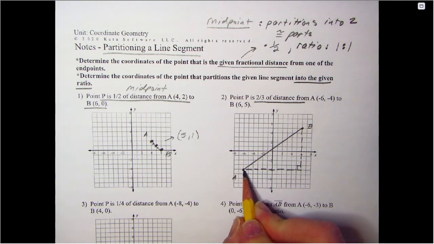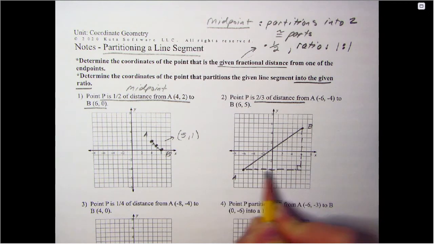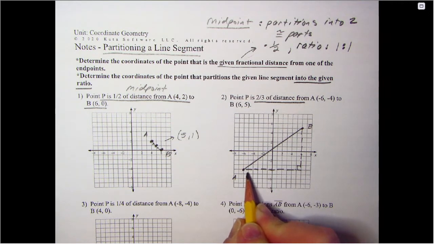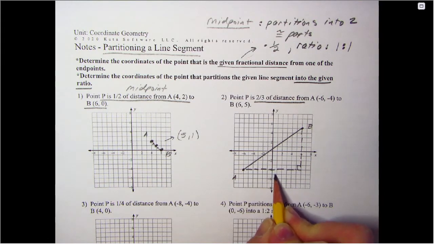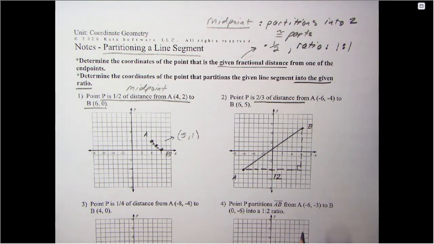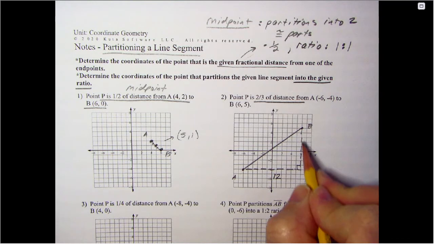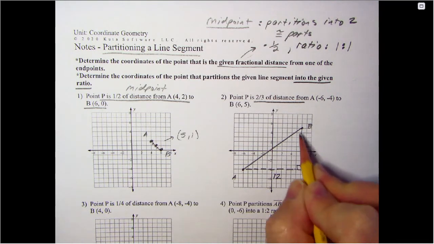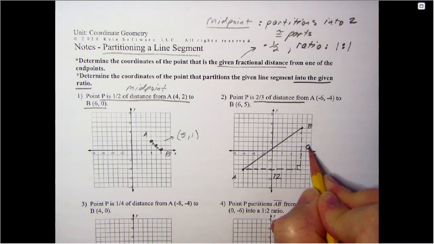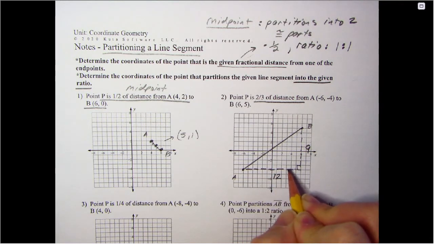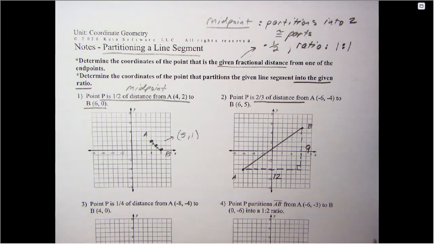So if I look at this horizontal distance, I need to figure out the horizontal distance between A and B. Well, this is at -6. That's at +6, so I know this horizontal distance is 12. And let's look at this vertical distance. This vertical distance is 9. So if you're going to use the graphing method, draw on a right triangle.